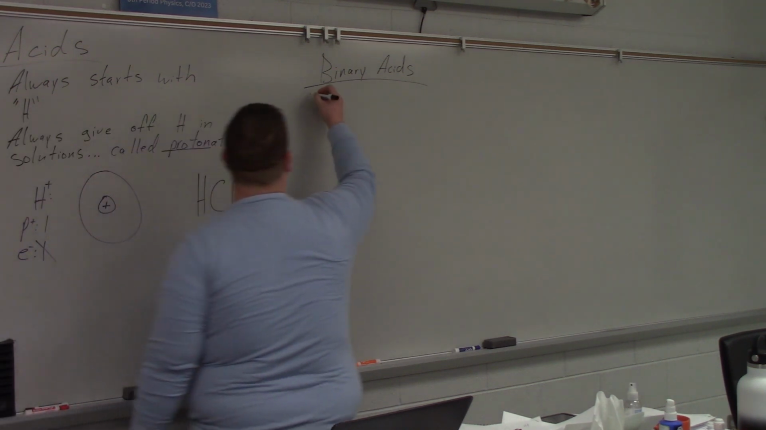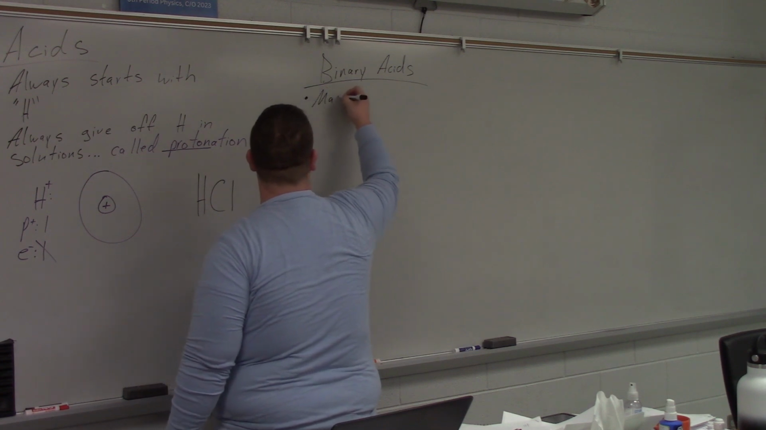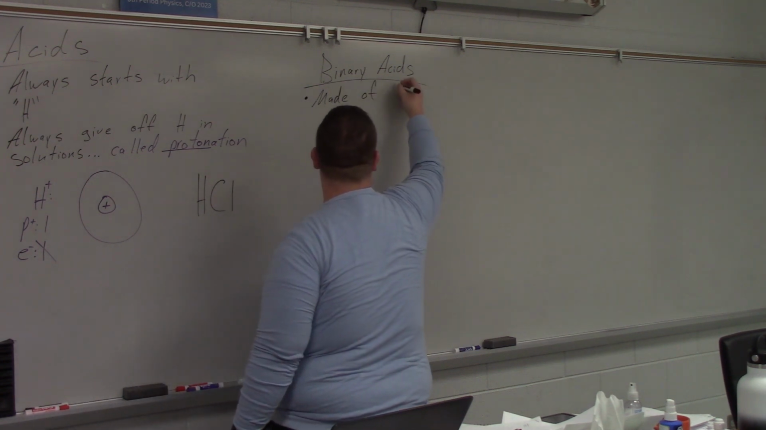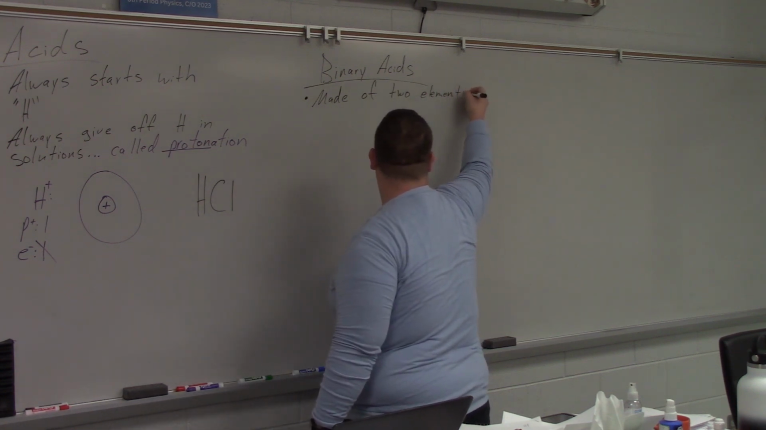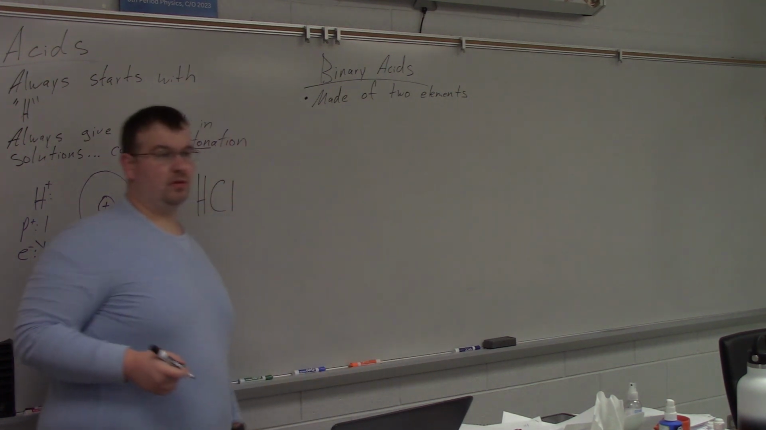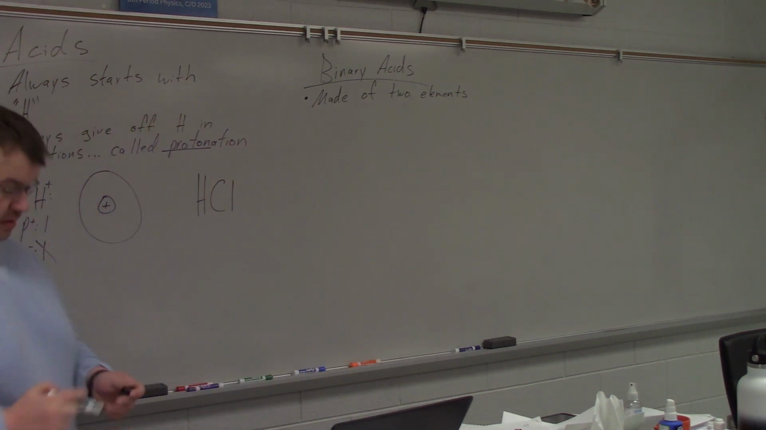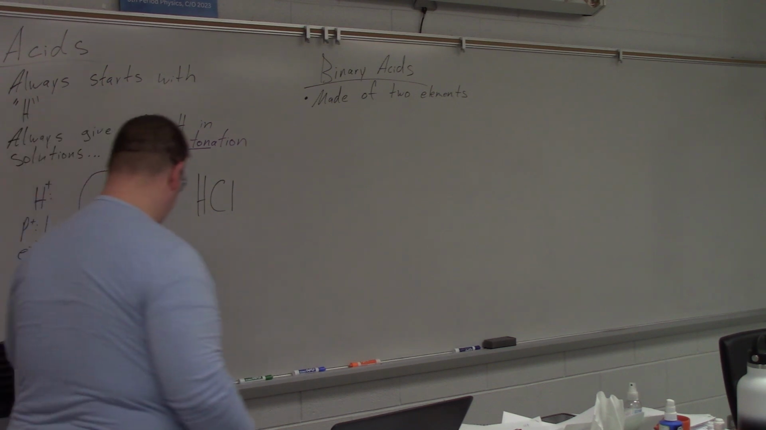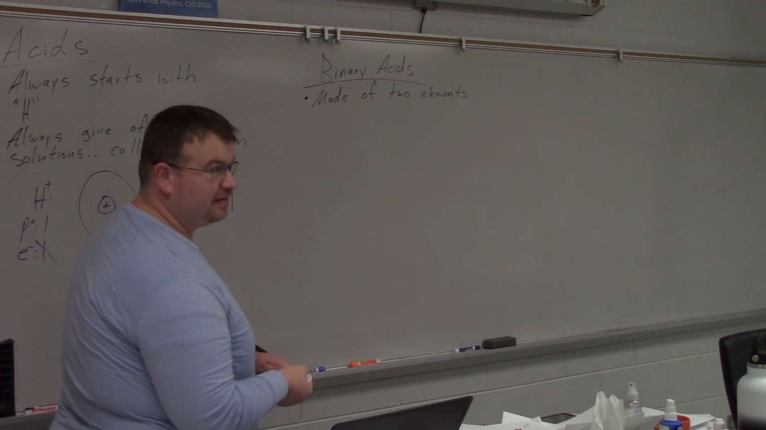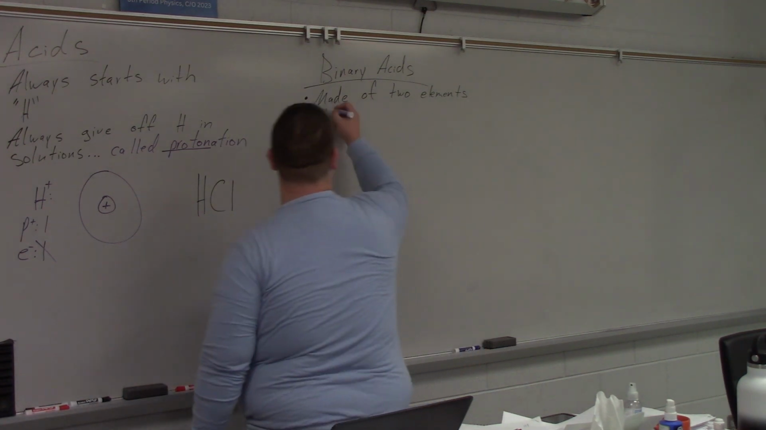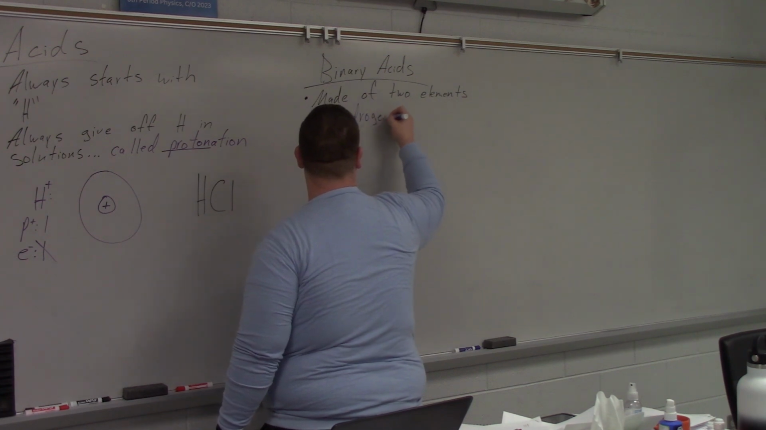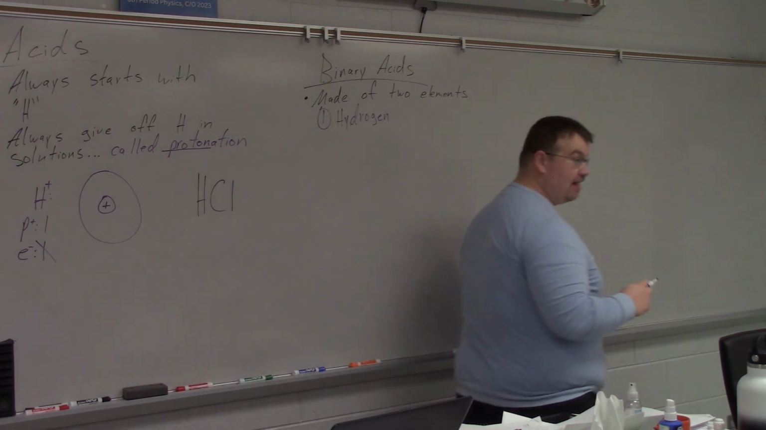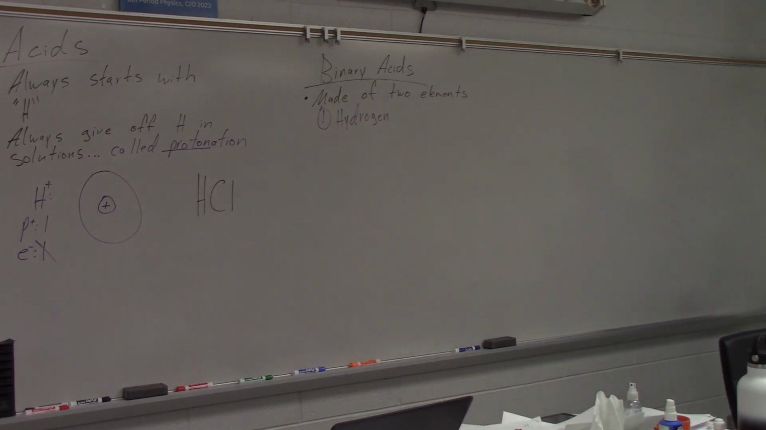Here's the thing. Binary acids are made of two elements. Hopefully you can tell me what the first one is. Hydrogen. How did you know? All acids have hydrogen first. Good job.